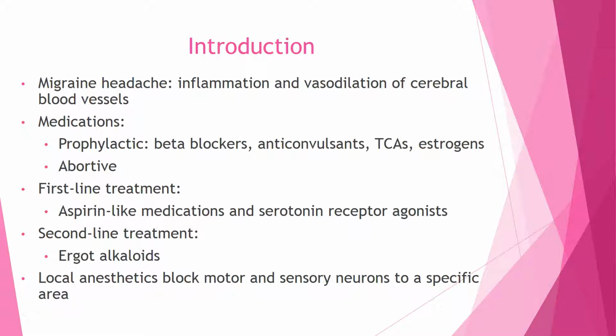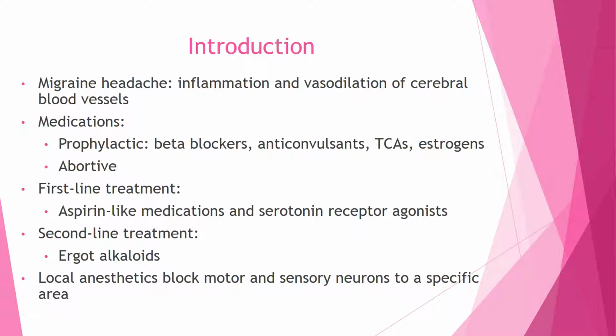Migraine headaches are the inflammation and vasodilation of the cerebral blood vessels. Medications that are used prophylactically, so this is going to be to prevent a migraine from coming on, can be your beta blockers, your anticonvulsants, your TCAs, and your estrogens.